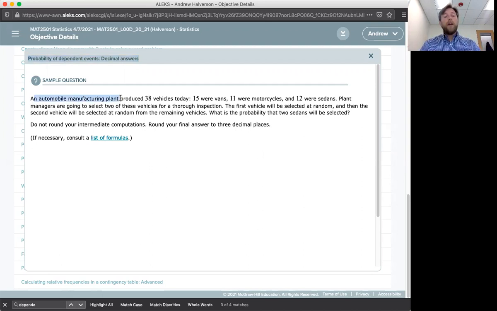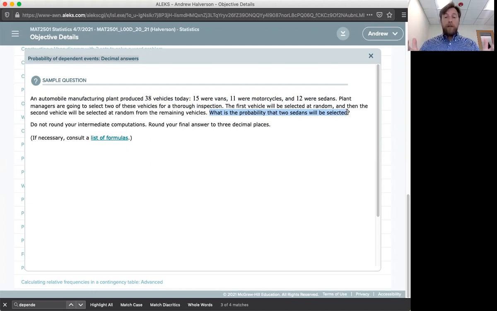So an automobile manufacturing plant produces 38 vehicles in a day. 15 are vans, 11 are motorcycles, and 12 are sedans. The plant managers go around selecting 2 cars for a thorough inspection. The first vehicle is selected at random, and then the second vehicle is also selected at random. What we want to do is find the probability that the 2 cars chosen are sedans, a sedan and a sedan. What's that probability?